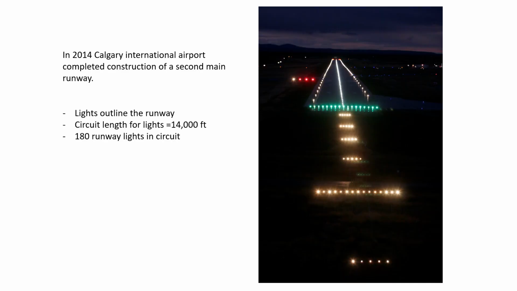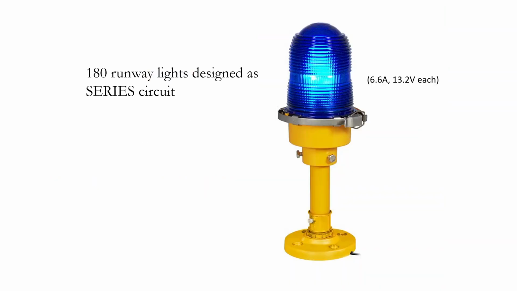In 2014, the Calgary International Airport completed construction of a second main runway. The lights outline the runway, and that circuit for the lights is approximately 14,000 feet in length. There are 180 runway lights in this circuit. So the question comes up, is the circuit designed as series or parallel? Now, for reasons that we're going to go into, they're actually designed as a series circuit.